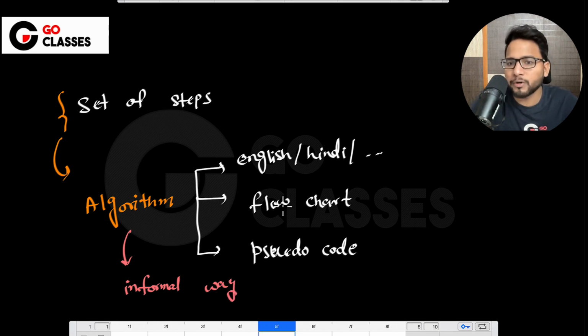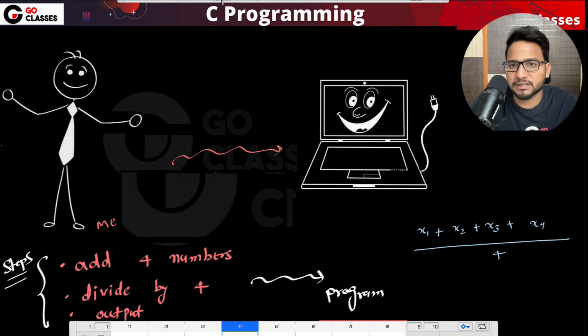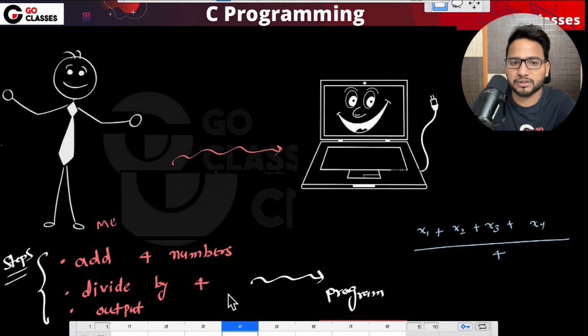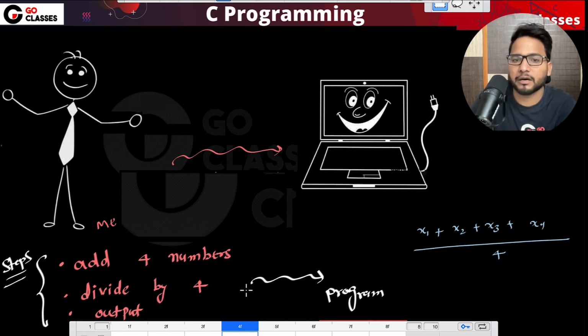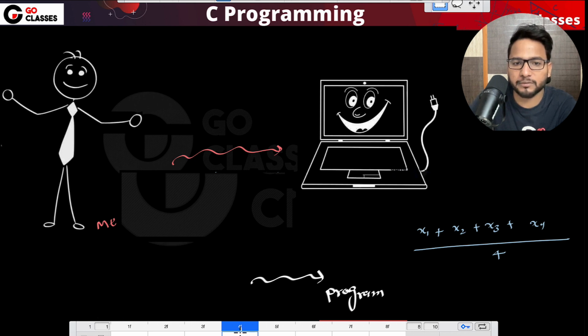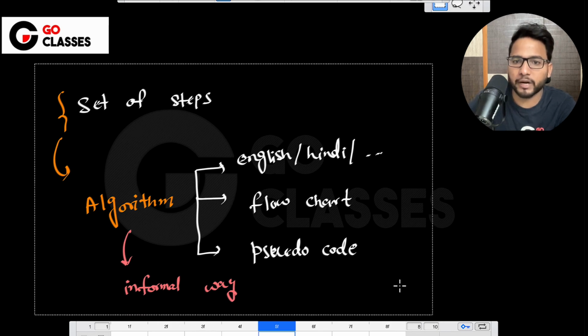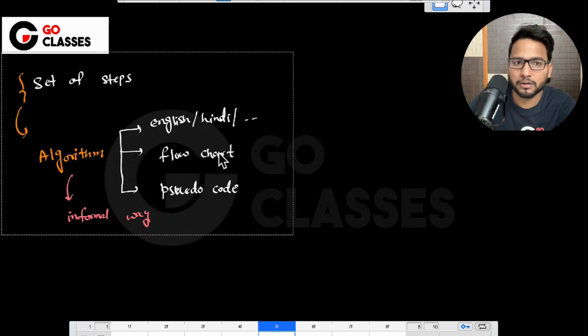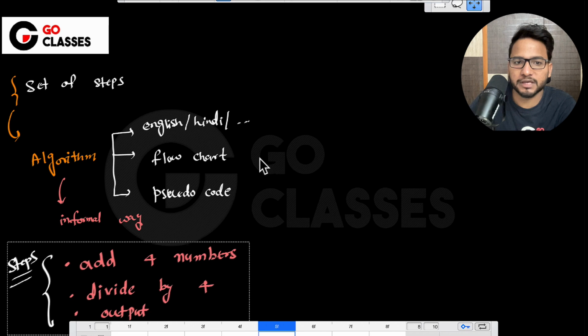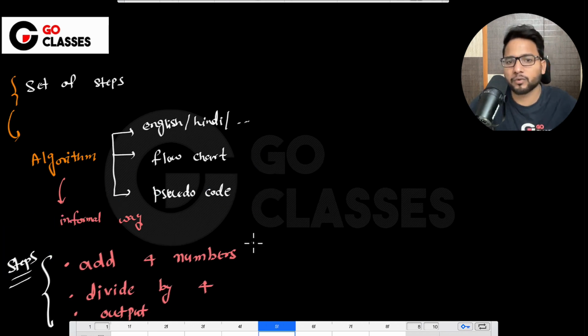And then what we do, for example, this is the set of steps that we have. Then we convert those set of steps into something called a program, right? So these are the set of steps that I have, which are called algorithm. And now we will be converting these set of steps into something called a program.